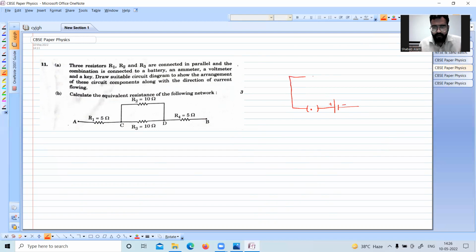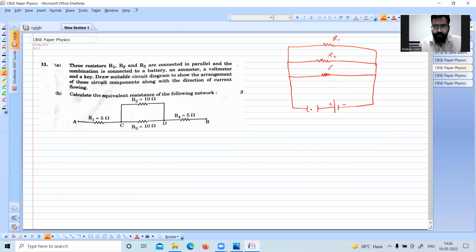Suppose this is the third resistor. Then second. Then first resistor. This is R1, R2, R3. They are in parallel combination. Parallel combination simply means that the current will be divided.